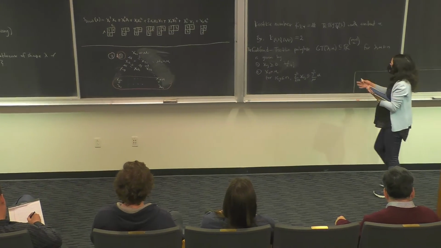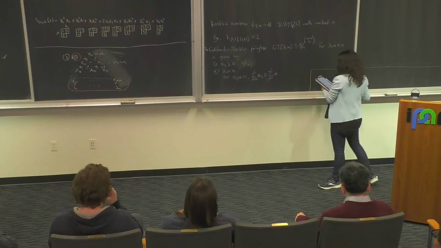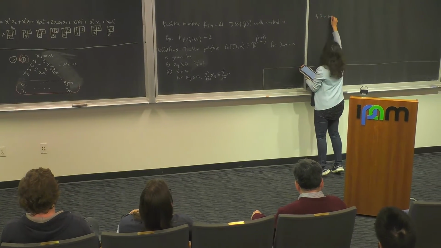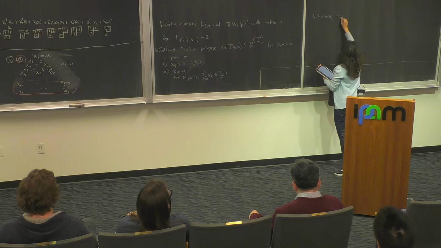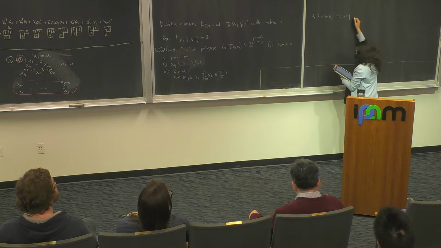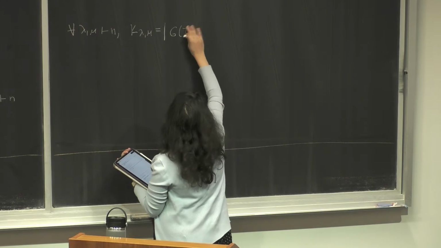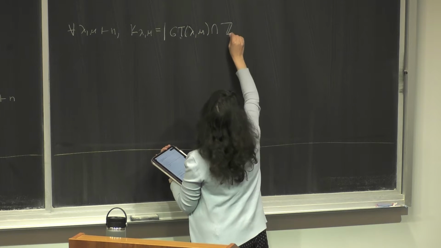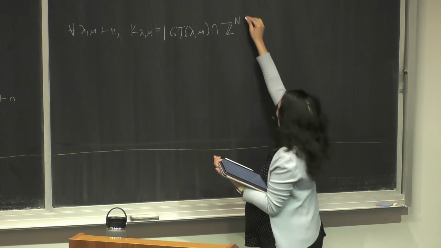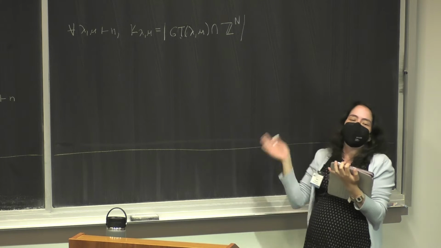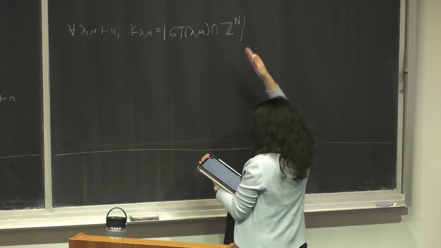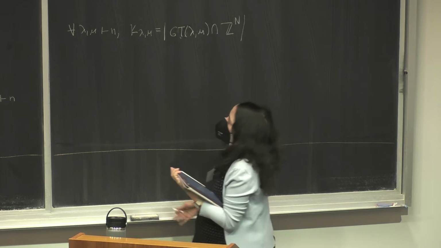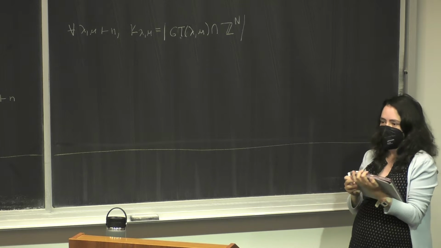And what does this have to do with the Kostka numbers? Well, it's very well known that for any pair of partitions, the Kostka number is equal to the number of lattice points in the Gelfand-Tsetlin polytope. It lives in some space, so I'll just say n. This is equal to the Kostka number. Okay?